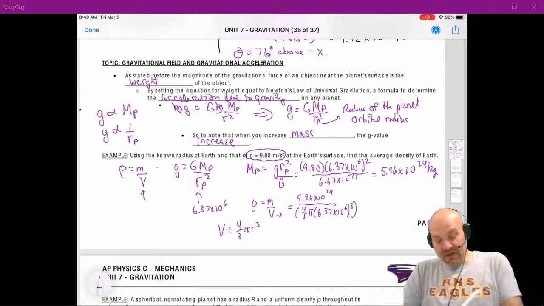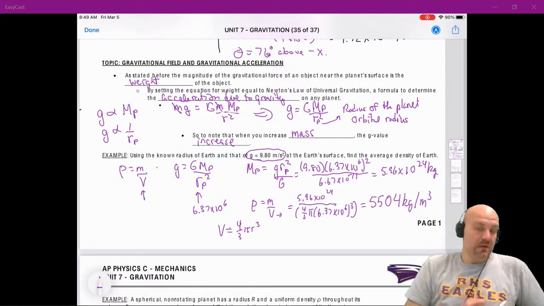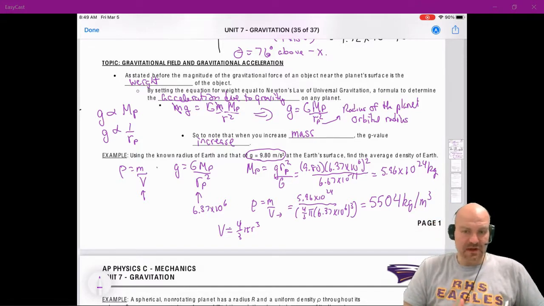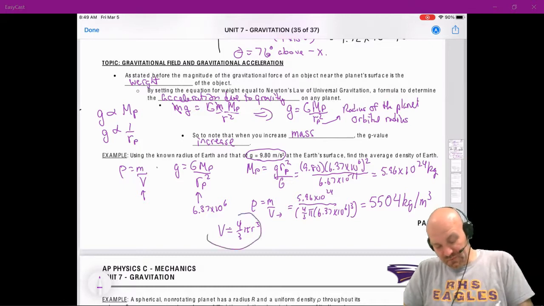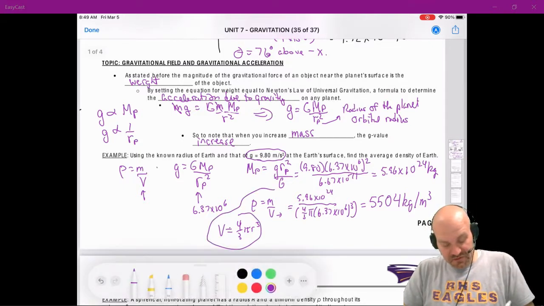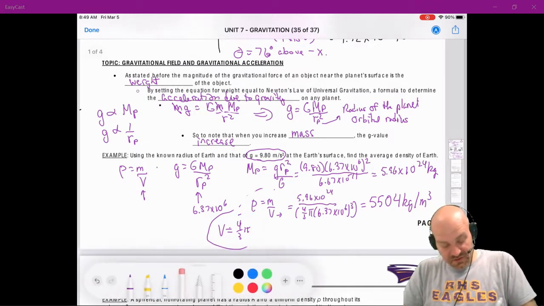And I plug all that into a calculator and I get an average density of 5,504 kilograms per cubic meter. Okay, that's a lot of algebra and substituting. What you could also do is, sorry, I'm going in a weird circle there. Sorry about that.